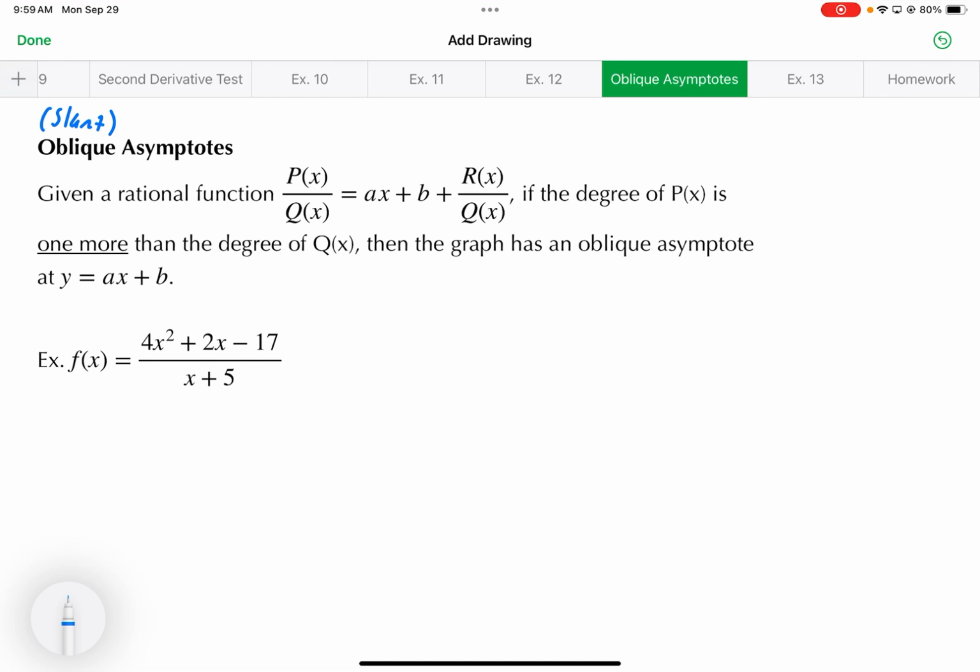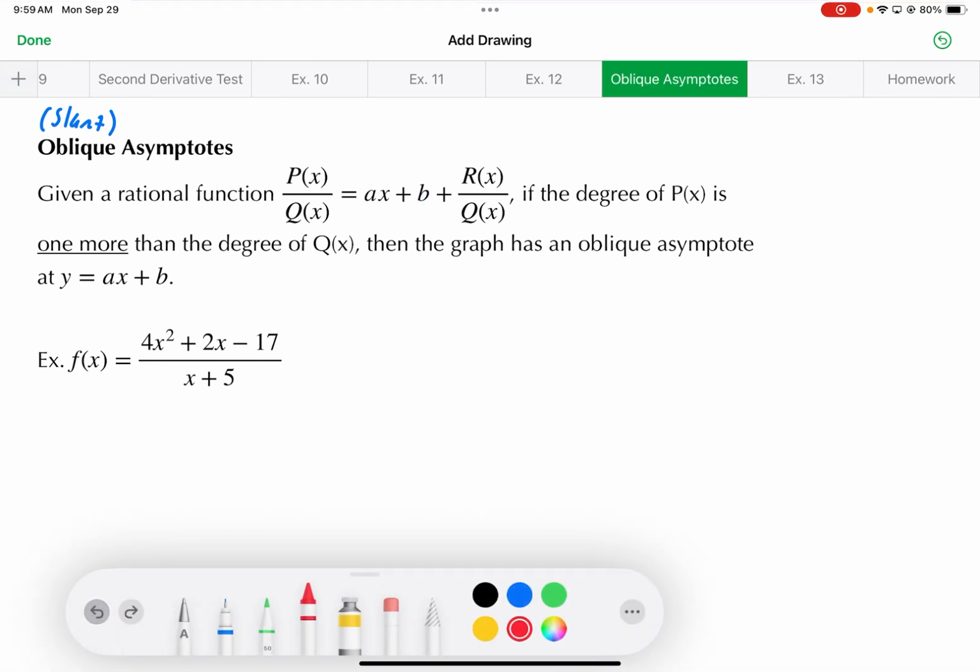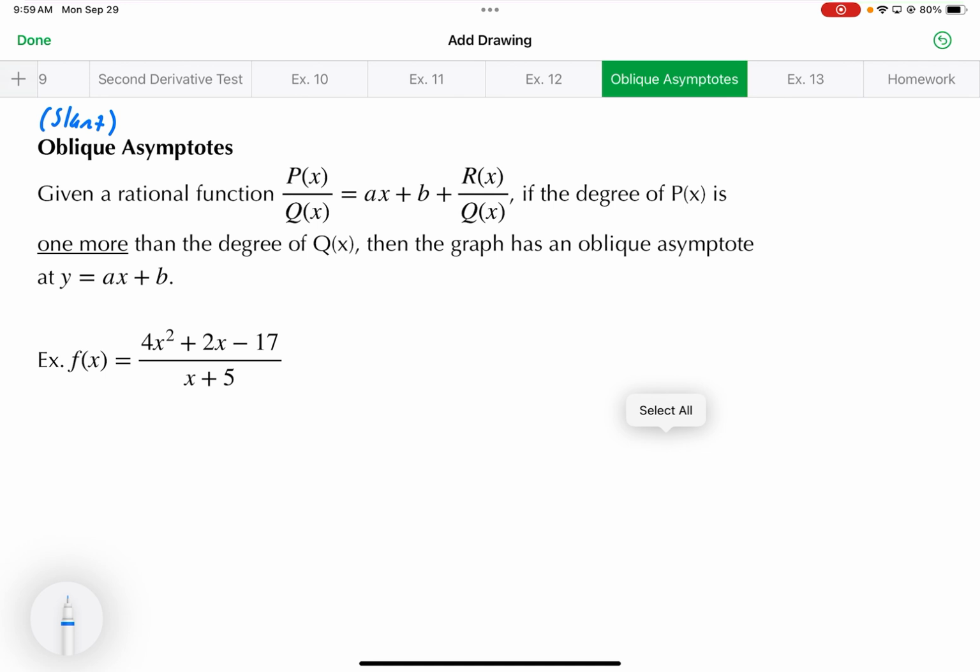Do you want us to memorize this? That mumbo jumbo you don't need to memorize. What you do need to memorize is this. How do I find that slant asymptote? I wrote this in a very specific way, and I chose R of x and Q of x to try to give a hint to you as to how we find what that slant asymptote is.